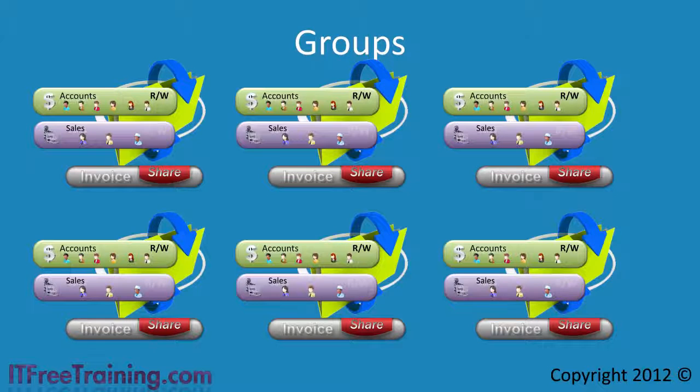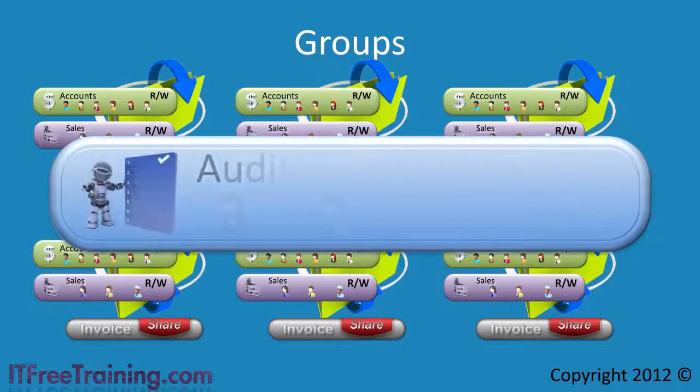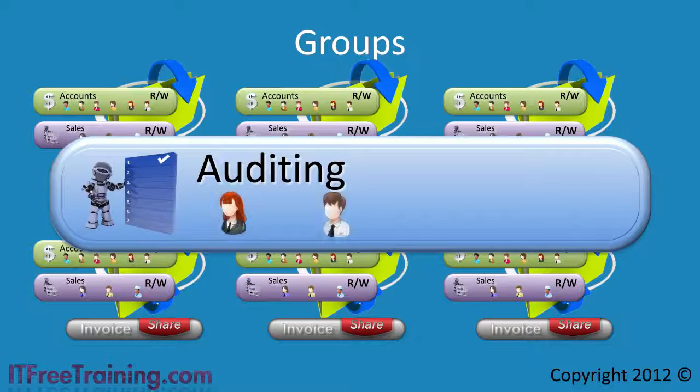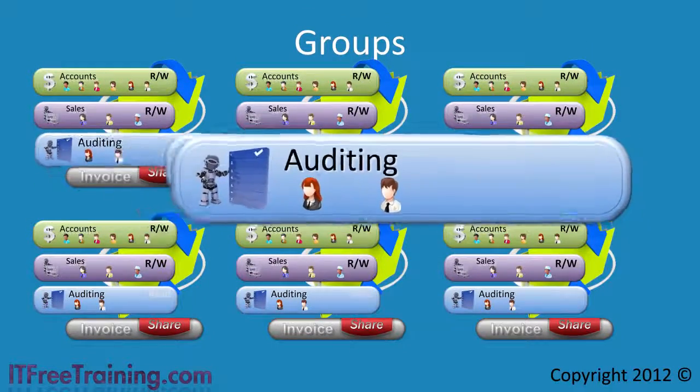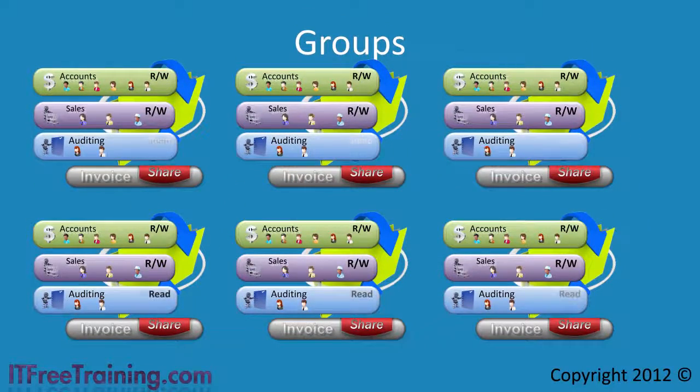Just after this is done, a request comes through for a new auditing group that will require read access to the invoice shares. Once again, each share needs to be modified and the permissions updated. Weren't groups supposed to make things easier? There is no solution that will fit every situation, and if you ask 10 different IT administrators how to perform group management, you will probably get 11 different answers.